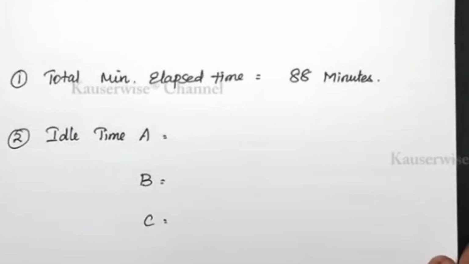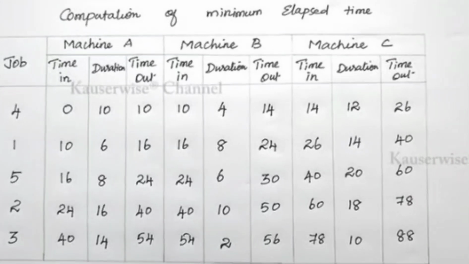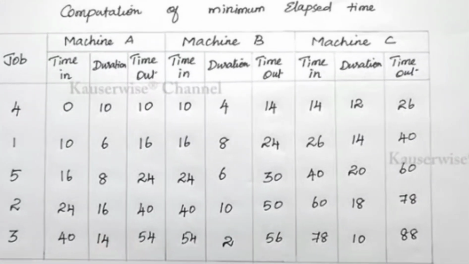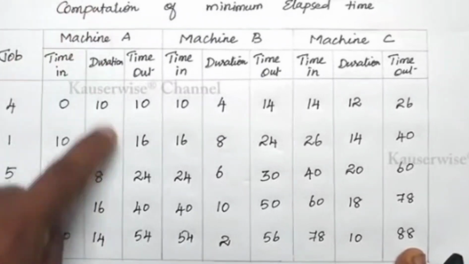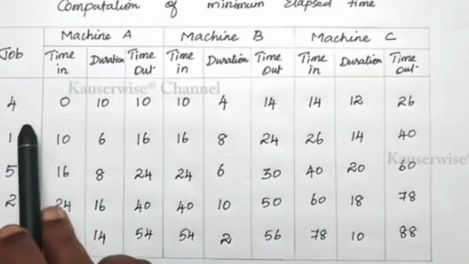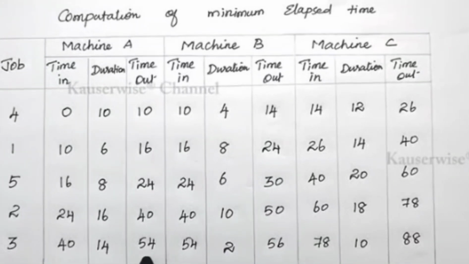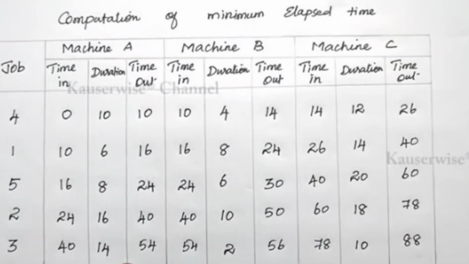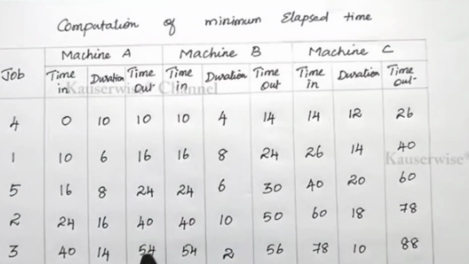For that, look at the solution table. In order to find out the idle time for machine A, just compare the total elapsed time with the completion time on machine A. Okay, so machine A completed all the process and the out time for the last job is 54th minute. Okay, but machine A has to wait till it completes the entire process. That is the idle time for machine A.